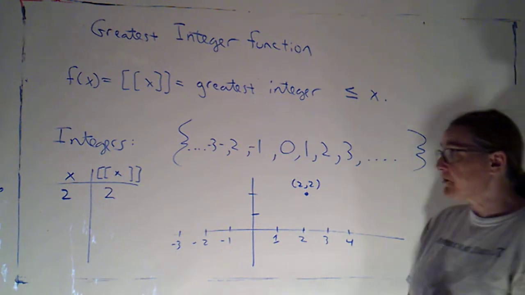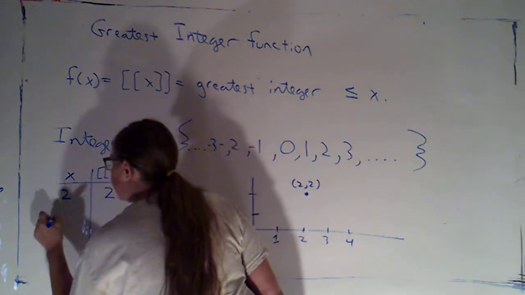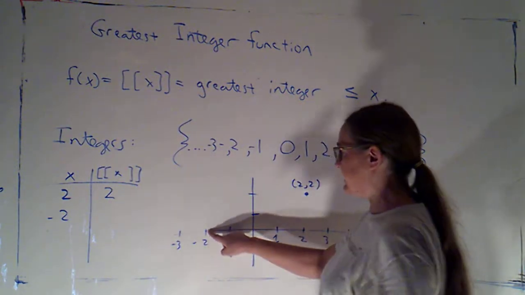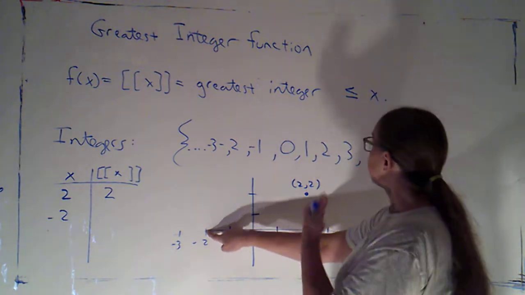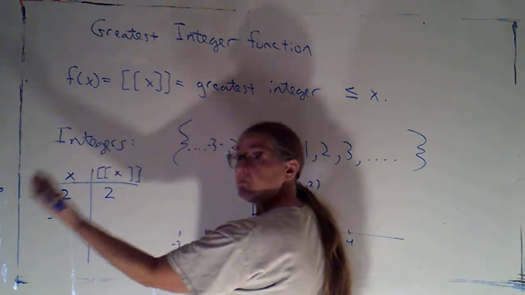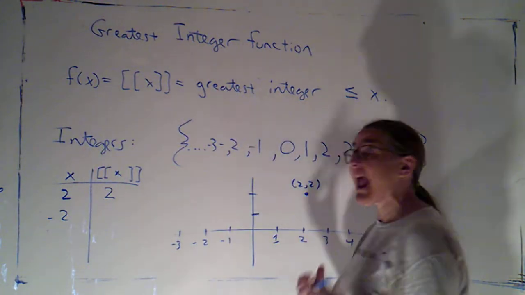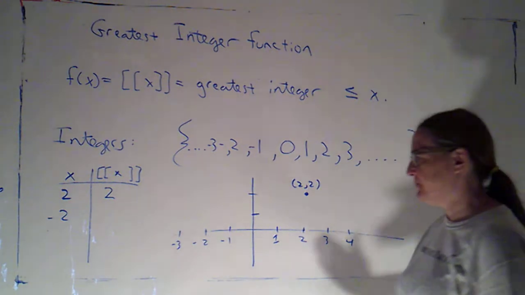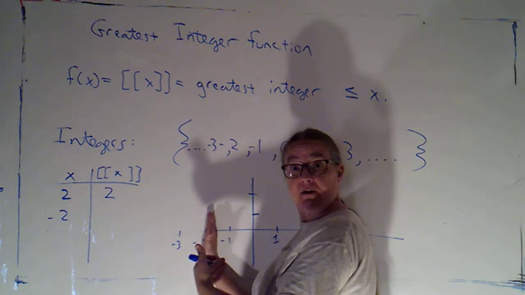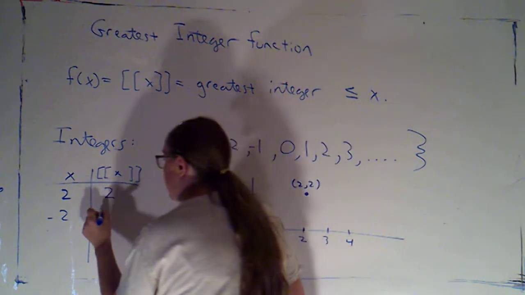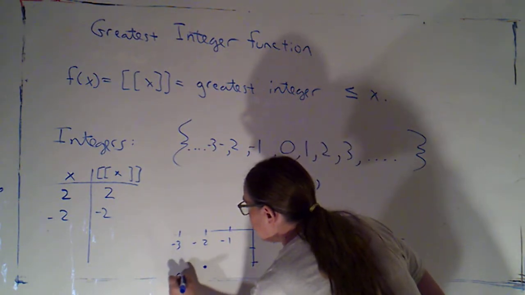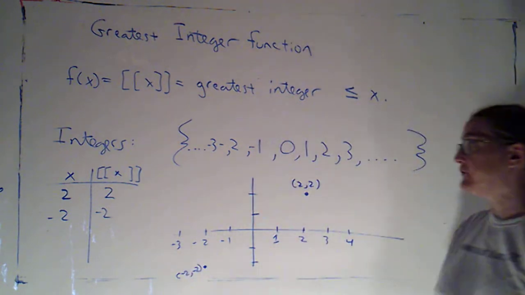Let's evaluate at another integer. Let's try -2. So here's -2 on the x-axis. Now, all of the integers that are less than or equal to -2 would be everything at -2 and to the left of it. So it's -2, -3, -4. If I want the greatest one of those, I want the one that's furthest to the right. It's going to be -2. So I'm going to have a point here at (-2, -2).